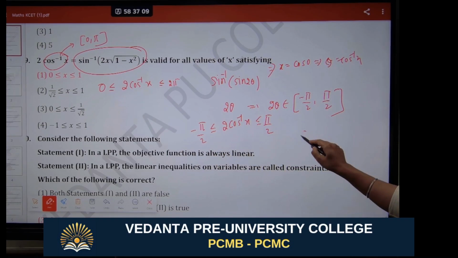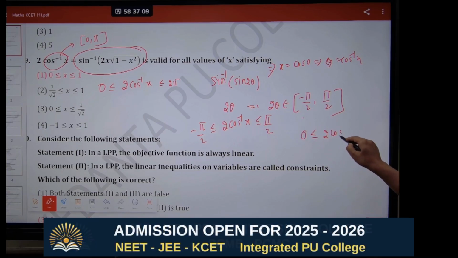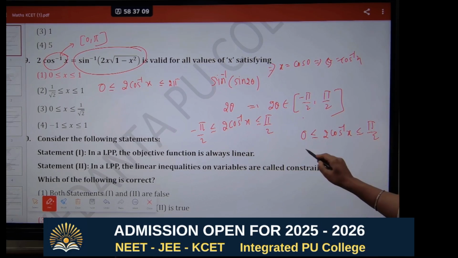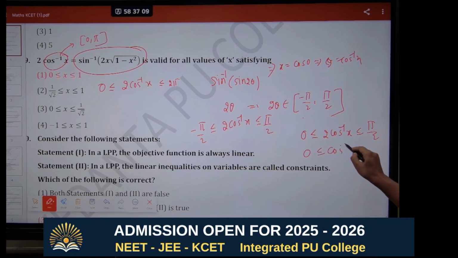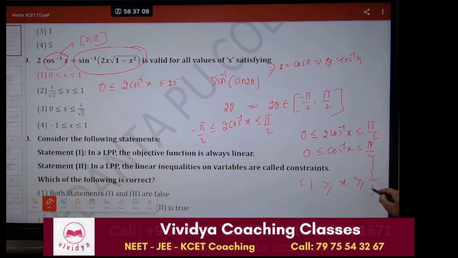If you take the intersection of 1 and 2, 2 cos inverse x should go from 0 to pi by 2. Now, since I have to find the value of x, divide by 2. So 0 to cos inverse x to pi by 4. Cos is a decreasing function, so take cos. So this will be cos 0 is 1, the sign of inequality will get changed, and cos pi by 4 is 1 by root 2.